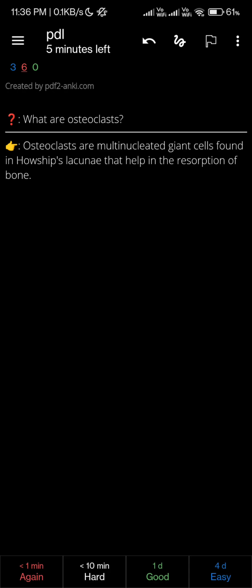What are osteoclasts? Osteoclasts are multinucleated giant cells. They help in the resorption. What else? Howship's lacunae. Multinucleated giant cells are found in Howship's lacunae.